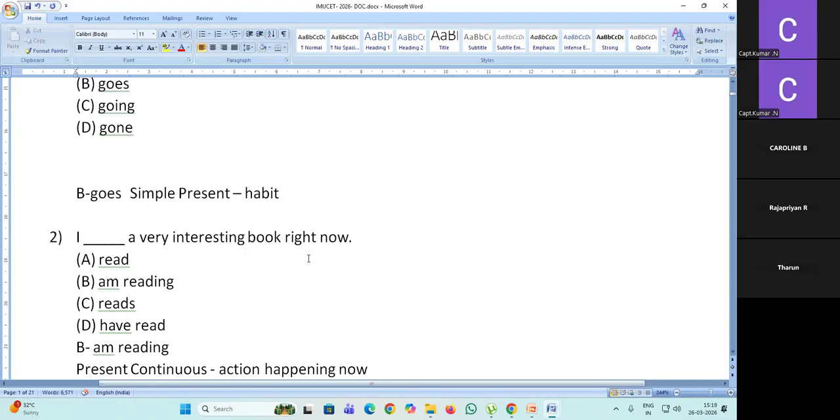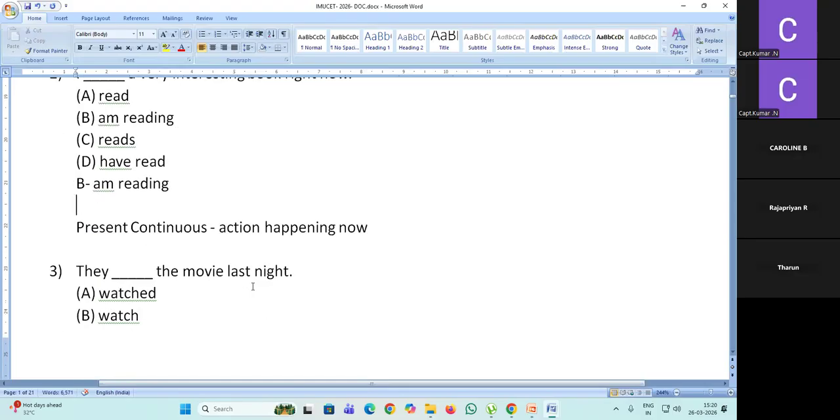Let's see the next one. I dash a very interesting book right now. See, I told you when I was teaching the tense marker. Here you can see the tense marker is there, right now. So what tense do we have to fill there? Some activity going on in the present. So present continuous tense, that is am reading.